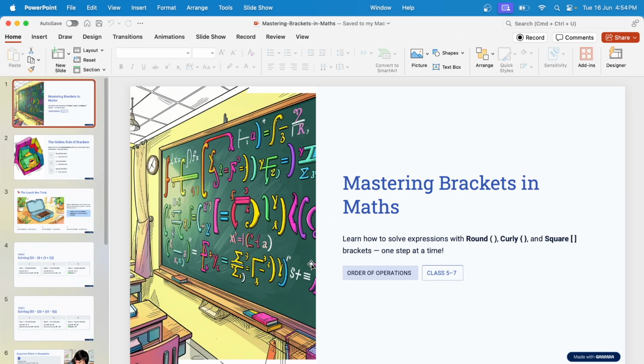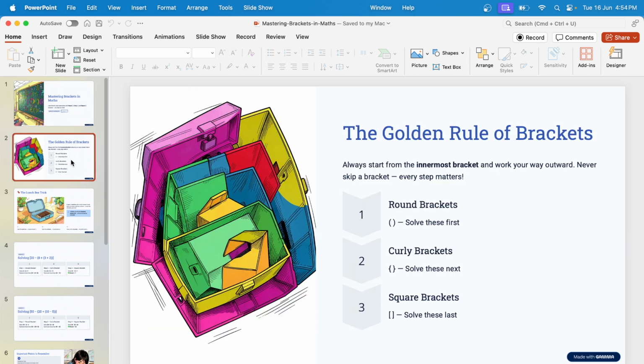Mastering brackets in maths. Learn how to solve expressions with round, curly and square brackets. The golden rule of brackets: always start from the innermost bracket and work your way outward. Never skip a bracket, every step matters. First of all, solve round brackets, then curly brackets, and then square brackets.